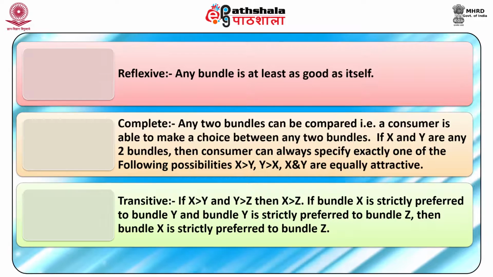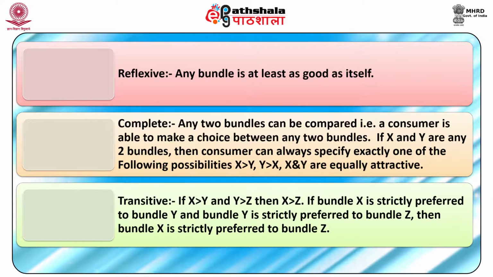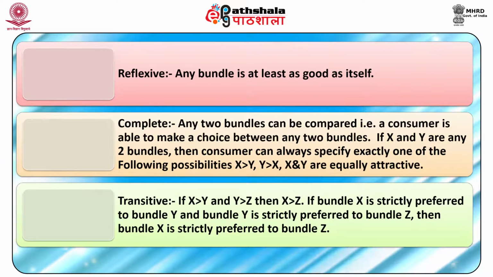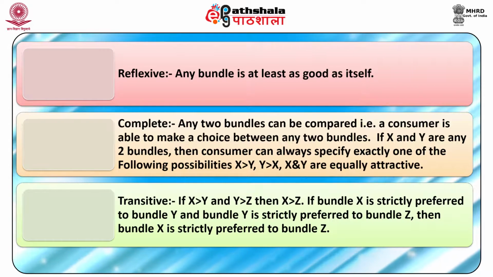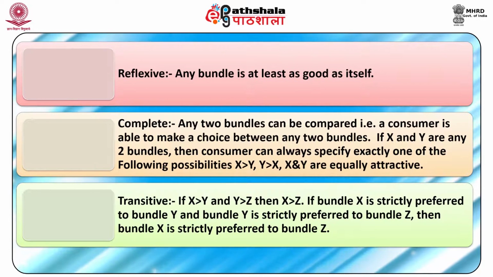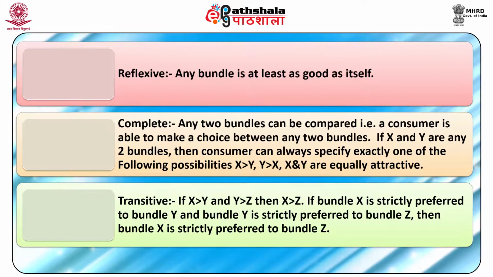Transitivity. If X is greater than Y and Y is greater than Z, then X would be greater than Z. What it says is that if the bundle X is strictly preferred to bundle Y, and bundle Y is strictly preferred to bundle Z, then bundle X is also strictly preferred to bundle Z.